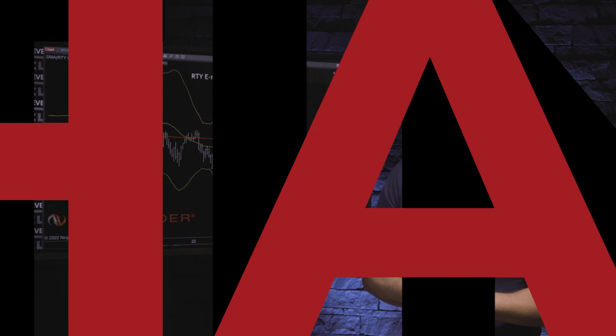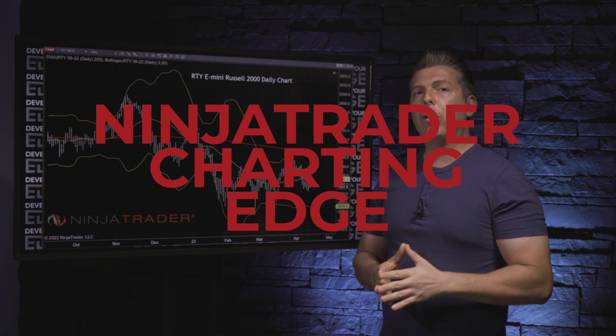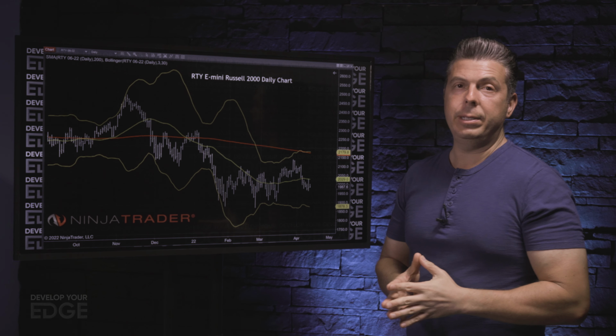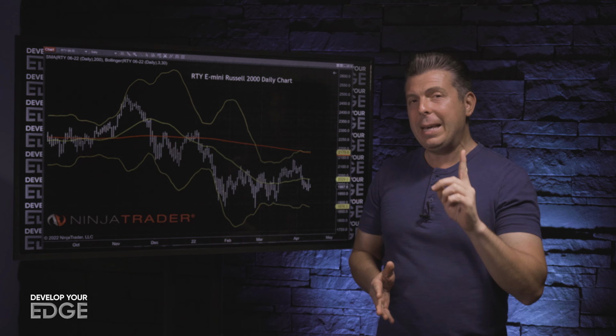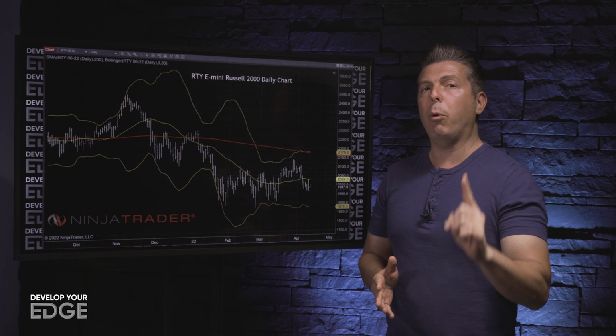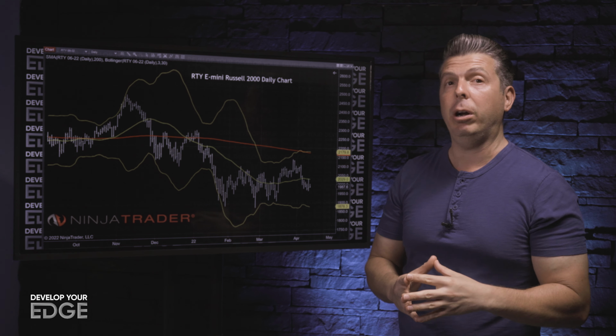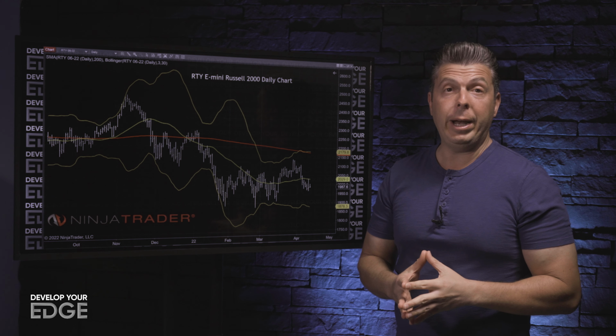Let me take you to this week's NinjaTrader Charting Edge. I'm going to go over all four of the major indices, the Russell, the NASDAQ, the Dow, and the S&P, because I think it's so important to look at all of the indices together on the same type of chart to identify the trading environment.